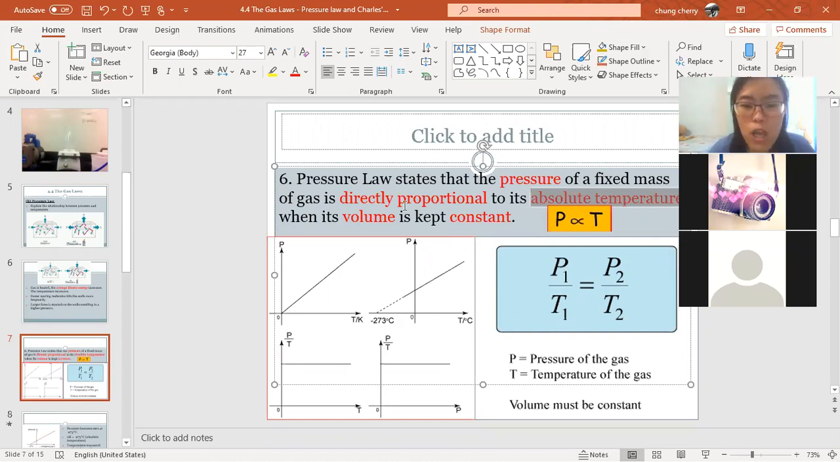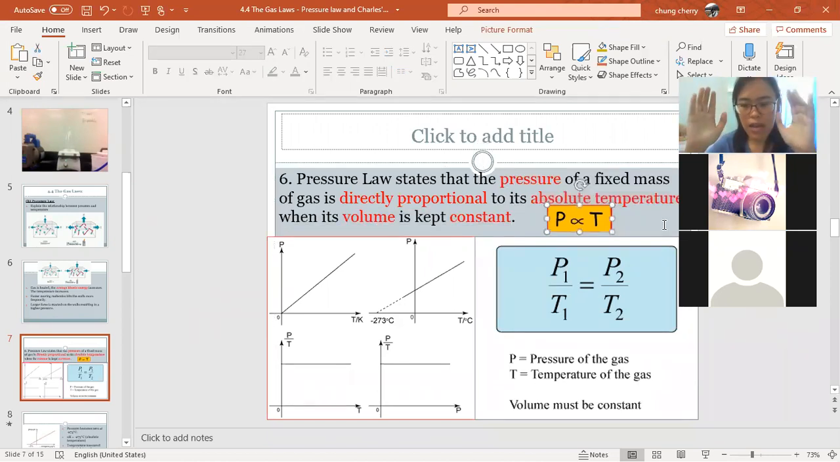So when the volume is kept constant, this is the symbol to explain the relationship of the pressure law. So this whole thing you must copy it down. Okay, so let us come to the graph. Please look at the graph there.